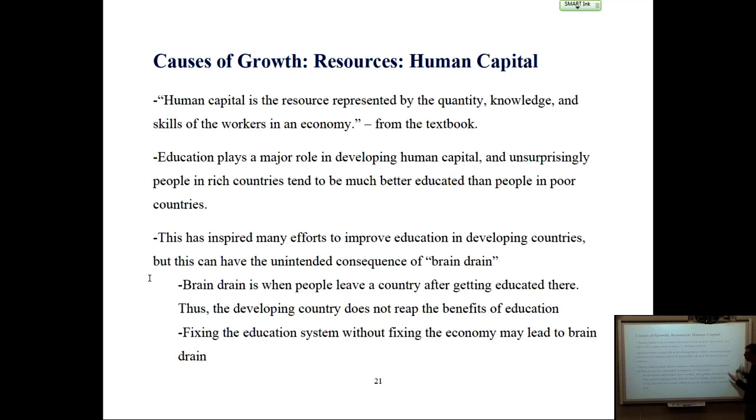Because of this, there's been a lot of charitable work in trying to improve education in poor countries. The problem that arises is that if you improve the school system without fixing the rest of the economy, those newly educated students end up moving somewhere else. That's called brain drain.